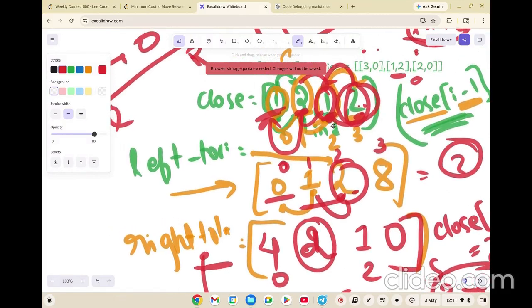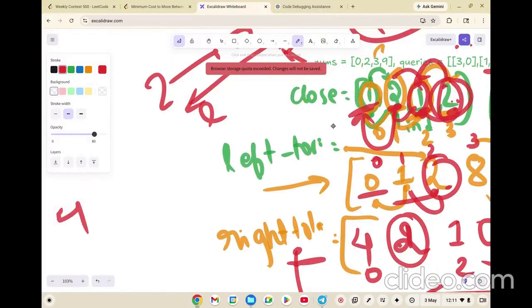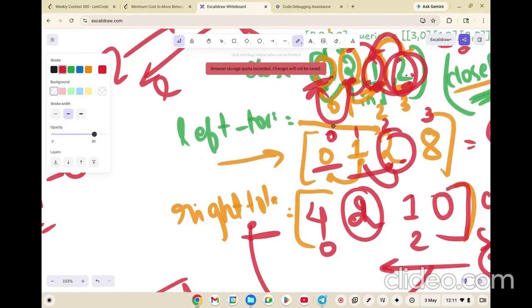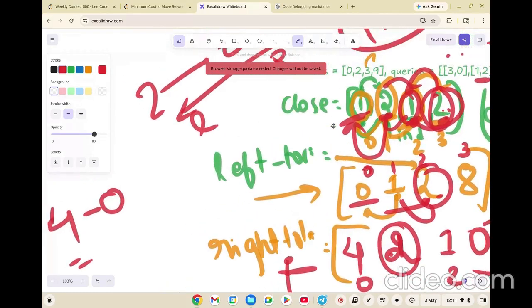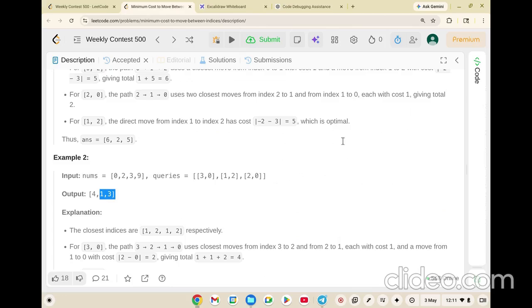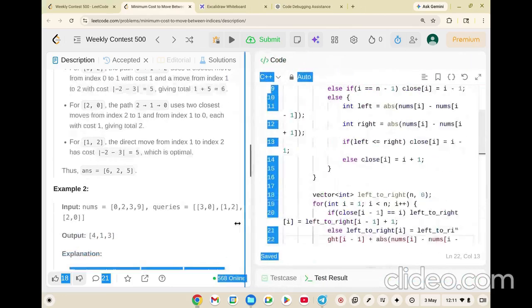So what we will do in right to left, we will say right to left of start, which is 4, minus 0. So see, 4 minus not 0, it will be 1. So 4 minus 1, that will give you a value of 3. So the answer for this should be 3. Okay, so I hope the dry run was clear to you.